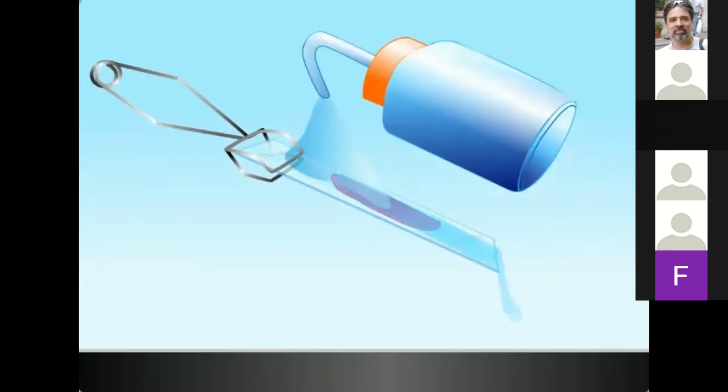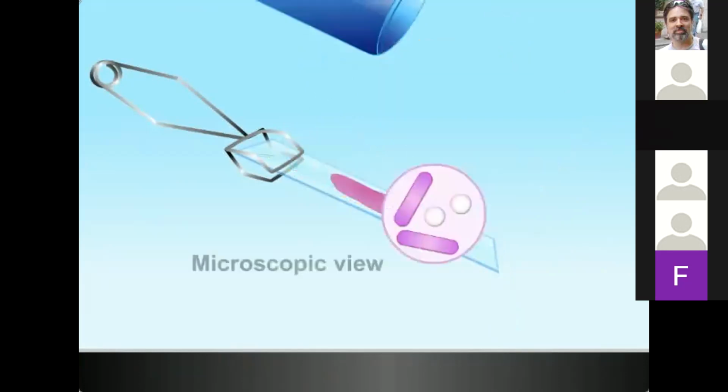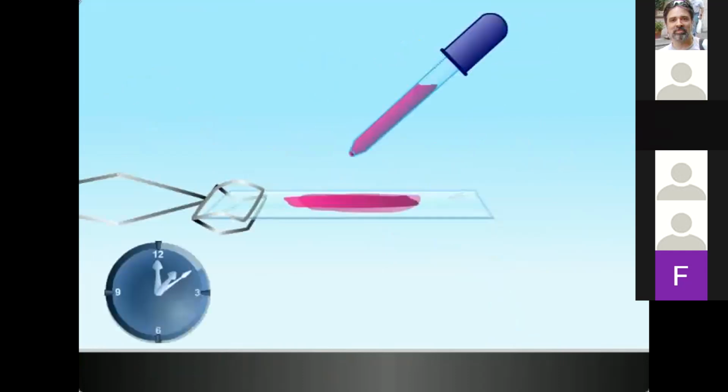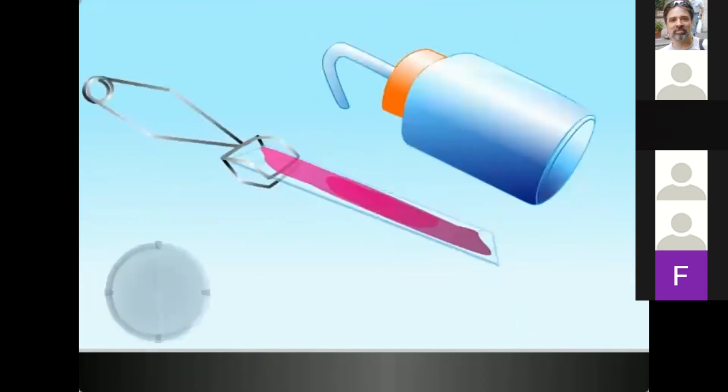Excess ethanol is then washed off with water. When viewed under the microscope, gram-positive cells appear purple and gram-negative cells are colorless. Finally, the rinsed cells are covered with the counterstain safranin for 20 to 30 seconds. This stains the gram-negative bacteria pink.